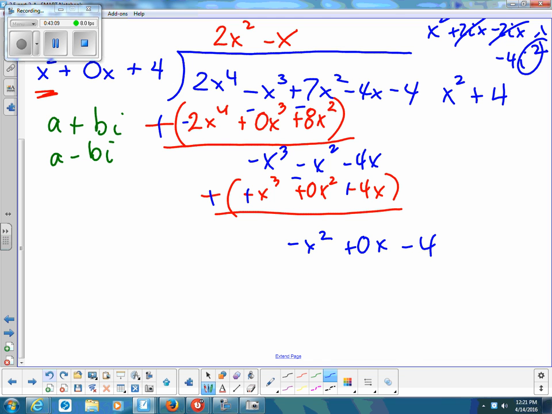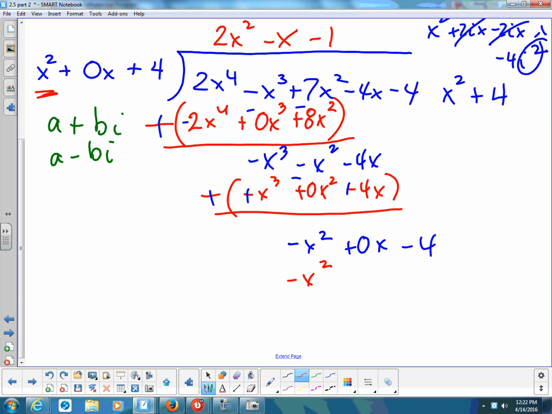And then I say x squared times what gives me a negative x squared? That would be negative 1. So I got to take negative 1 times all of that, so that is going to be negative x squared plus 0x minus 4. And now I'm going to subtract that, change that to addition, change all of these signs here, and now when I add, I get 0, I get 0, I get 0. That's my remainder. Is this okay?